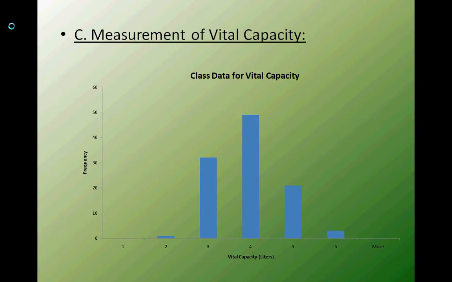Part C, measurement of vital capacity. This is a histogram showing the class data for vital capacity. The majority of the students is around 4 liters for vital capacity, as shown in the histogram.